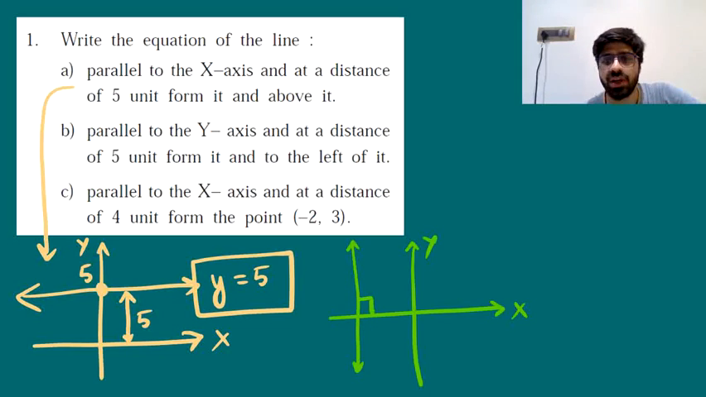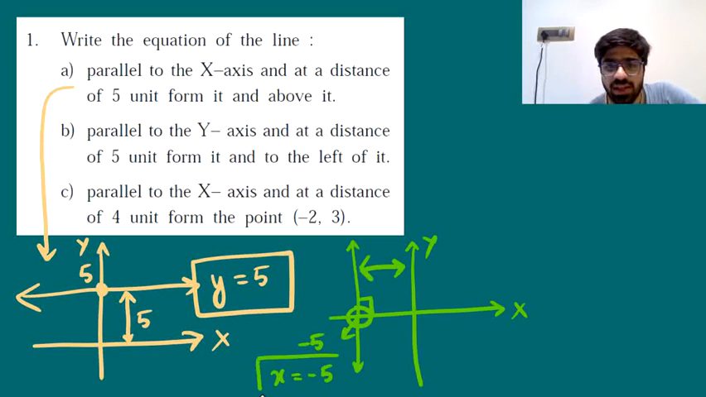Because the line is perpendicular to x and it is at a distance of 5 units from y-axis, this number will be minus 5. The line is perpendicular to x, so the equation will be x equal to constant. That constant is the very number where this line is intersecting the x-axis at this point. So the equation of the line will be x equal to minus 5. And in a similar way, let's answer the third question.